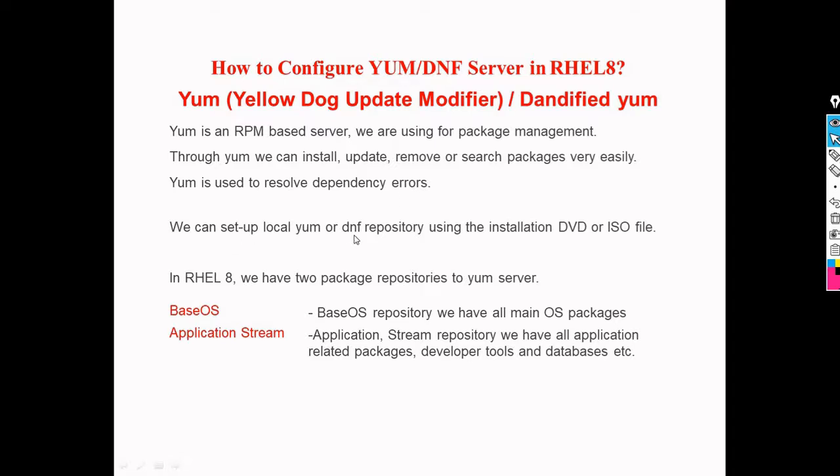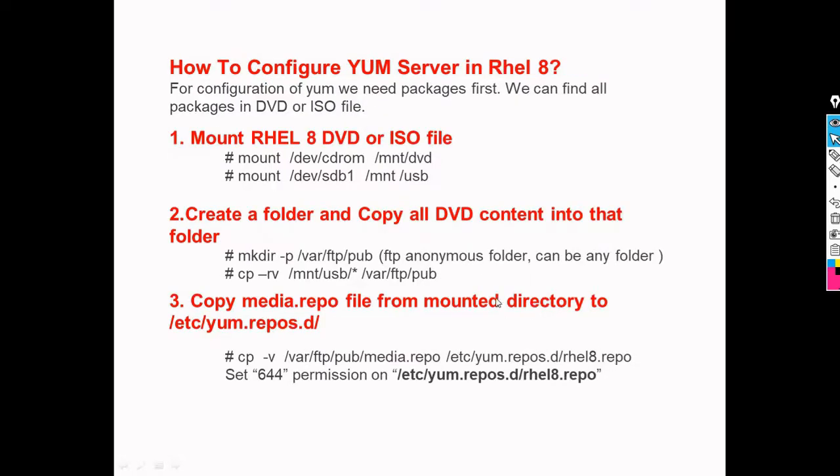To set up DNF or yum, we require a DVD or ISO of that particular operating system, that is RHEL 8. In RHEL 8, there are two folders. One is BaseOS, and BaseOS contains repositories which are operating system packages, whereas AppStream has application related packages or developer tools or databases, etc.